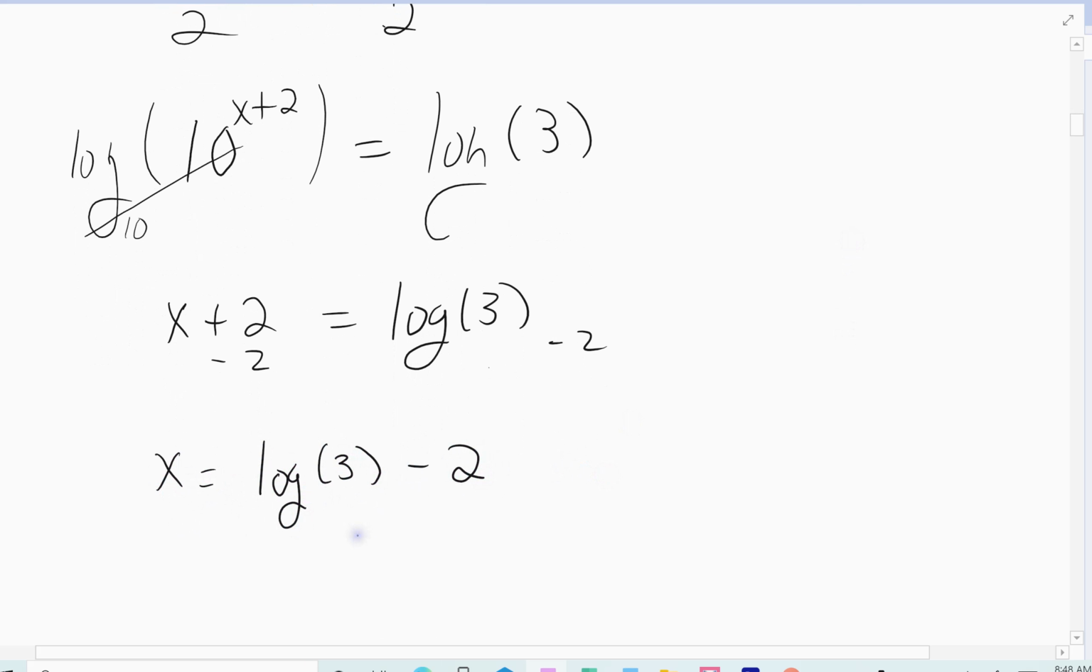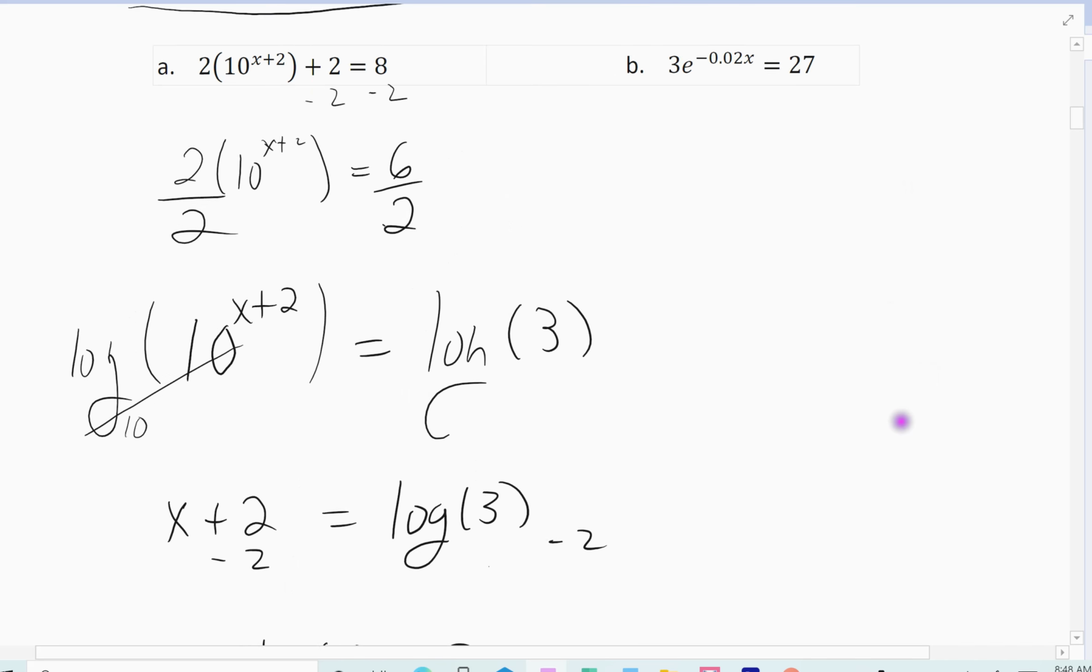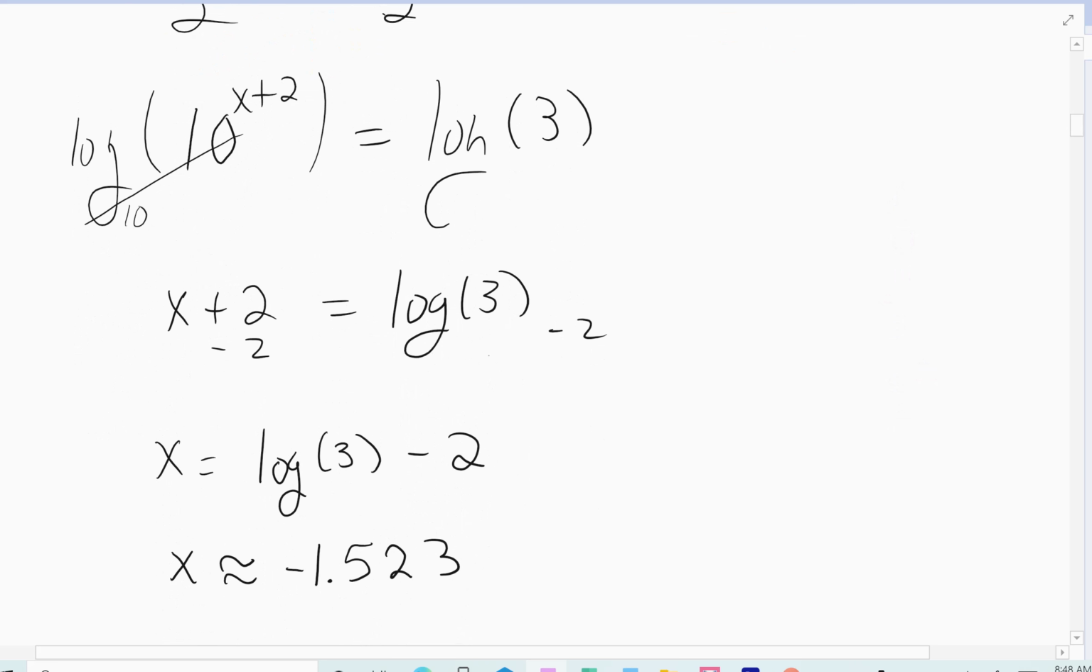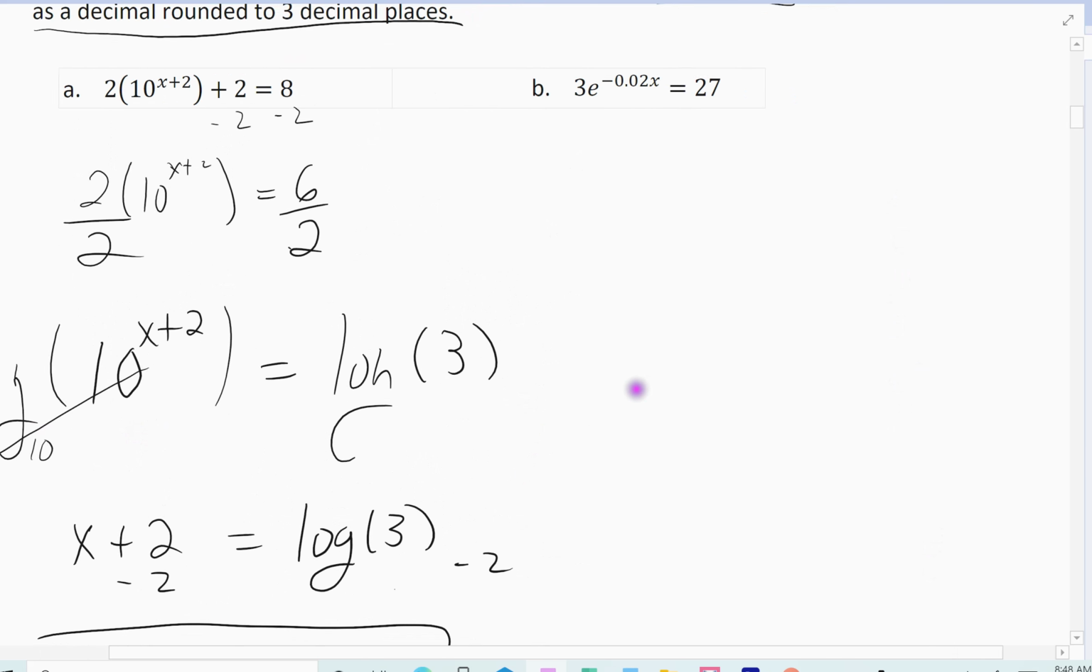Log base 10 of 3 is a number. It's an ugly number, but it's a number. And so that's the exact answer. Then you type that into the calculator to find the approximate answer rounding to 3 decimal places. That comes out negative 1.523. And there's the first example. So now I'm going to go back up here. I don't have to check these as they're exponential, so that's good. There are my answers.